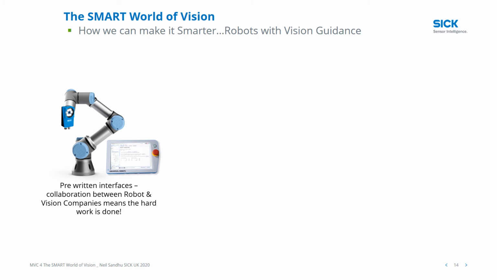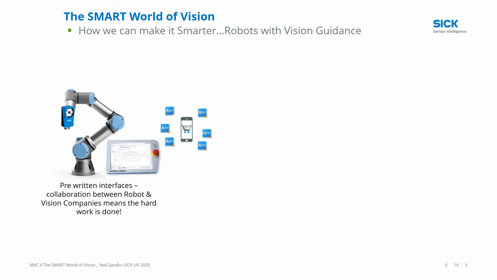So the work that a lot of vision companies, including SICK, have done with a lot of the robot companies around the world means that this work is already done. And it means that you can simply, almost, well, in minutes, and there are tutorials on various social media sites that can highlight this, set up the connection between a camera and a robot and calibrate it to give all the information for a simple pick and place application in a matter of minutes. And that really is the beauty of where we are now with these pre-written interfaces that have been worked on by many companies around the world.